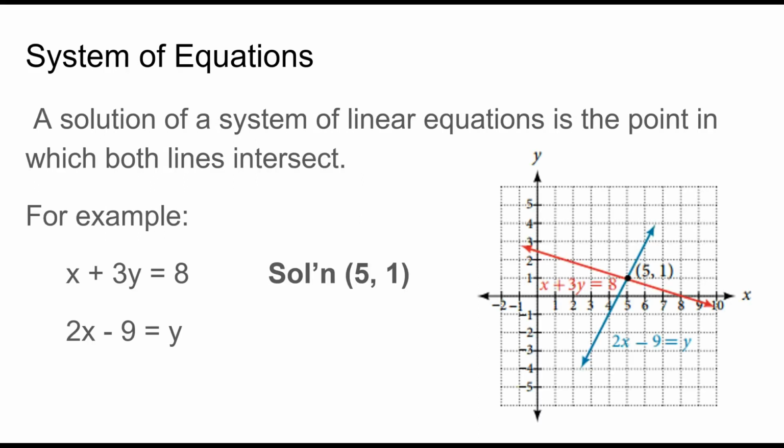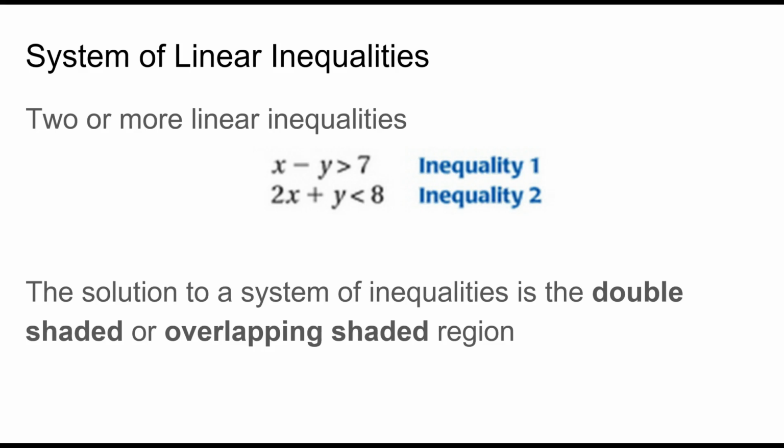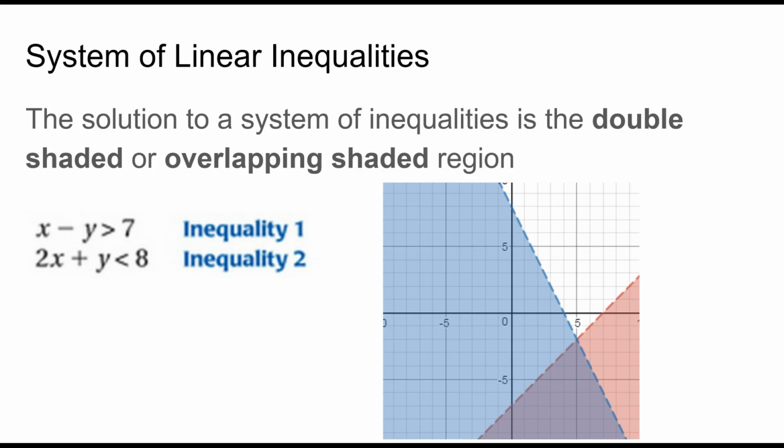A system of equations is where two lines intersect, and that is where the solution is. We're going to be talking about systems of inequalities, where we have two or more inequalities, and the solution is not a single point, because if you recall, these inequalities have shading. The solution is the double shaded region, or the overlapping shaded region. So an example would be right here. This blue line and this red line, and the blue shaded and the red shaded region, the overlapping region is right here.